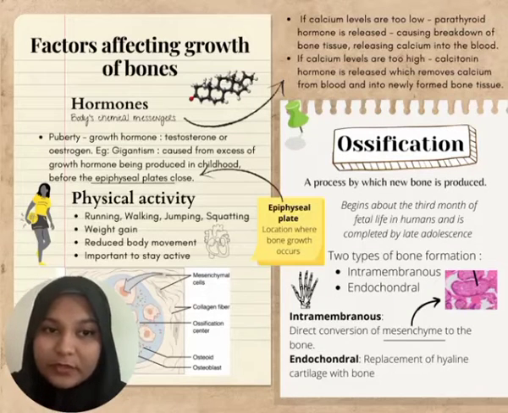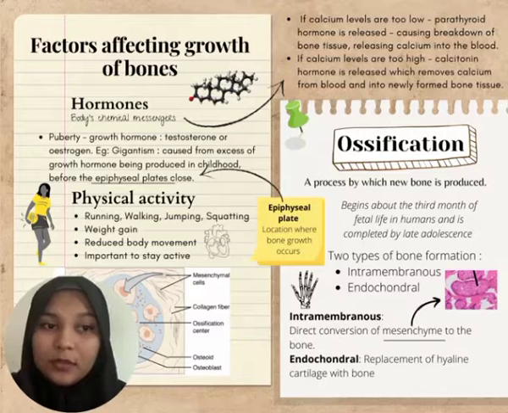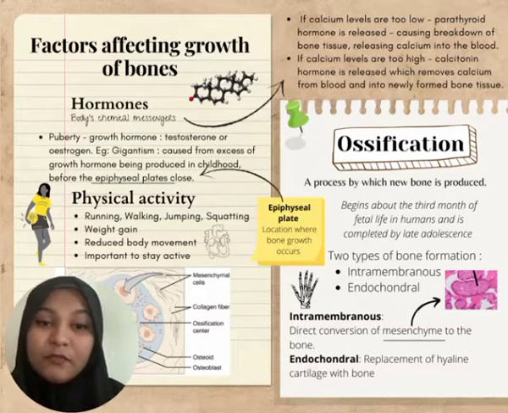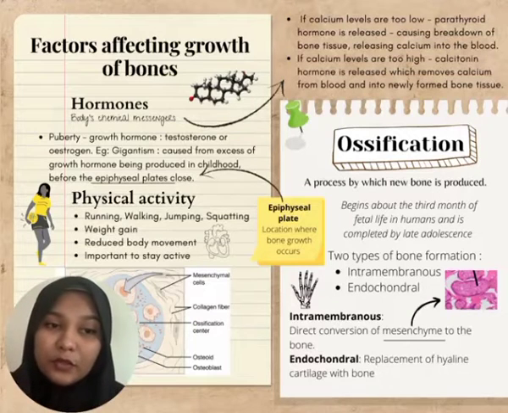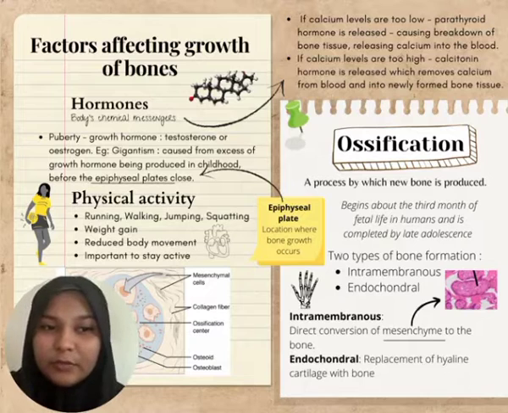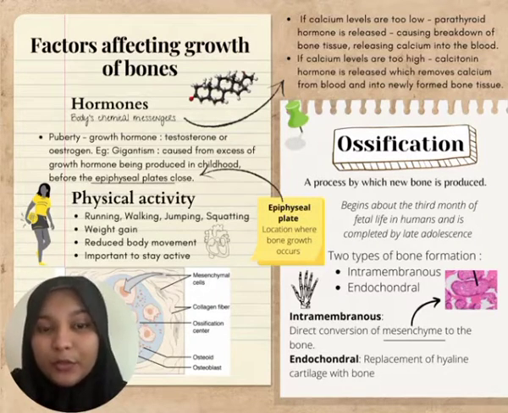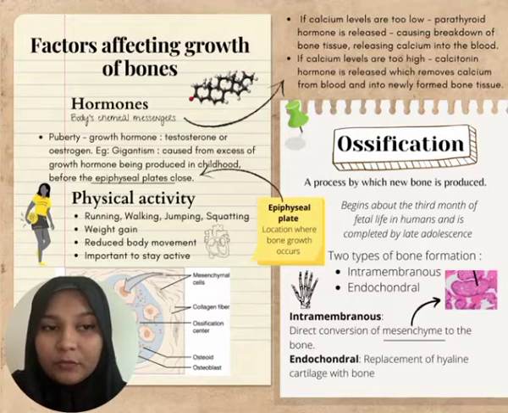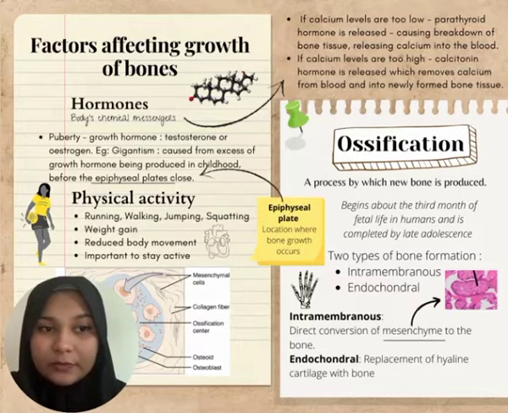If blood levels of calcium are too high, the thyroid gland releases calcitonin, a hormone that activates osteoblasts to remove calcium from the blood and deposit it into newly formed bone tissue. The normal range of calcium in the blood is 9 to 11 mg per 100 ml. Both calcitonin and parathyroid hormone work to maintain these levels.